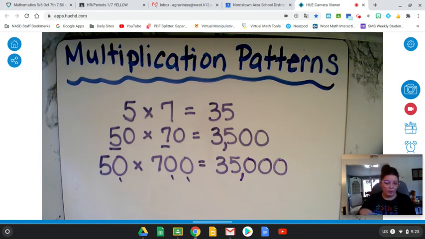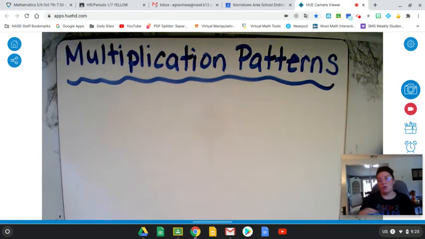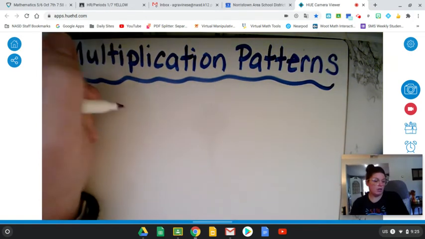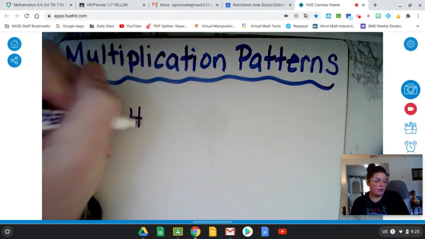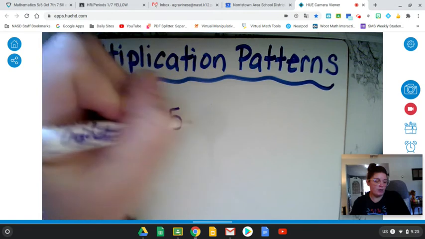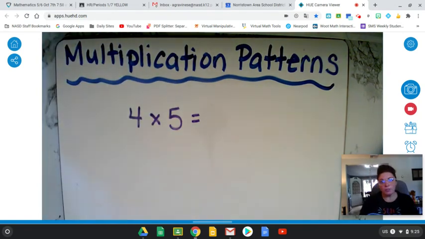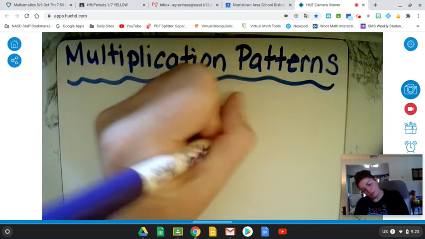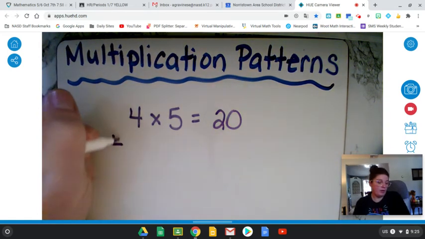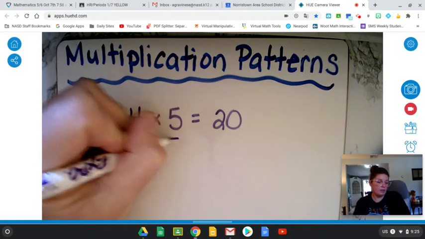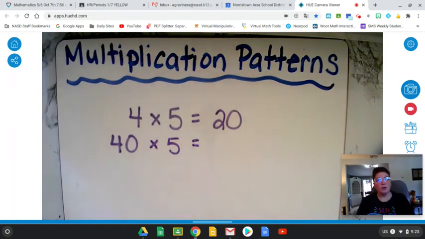All right, I want to show you an example of one that often confuses students. So let's say we have the problem 4 times 5. Well, 4 times 5 is 20. And let's build a pattern on that. What if I had 40 times 5? You have to be careful here.